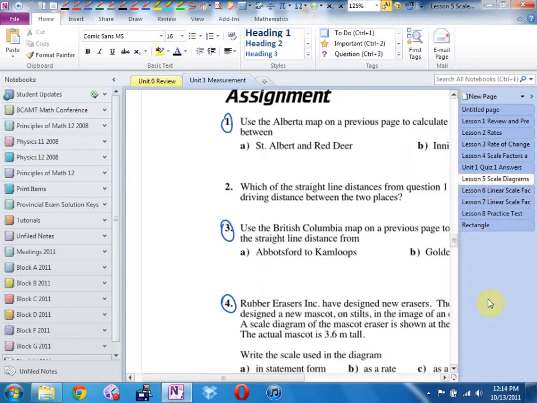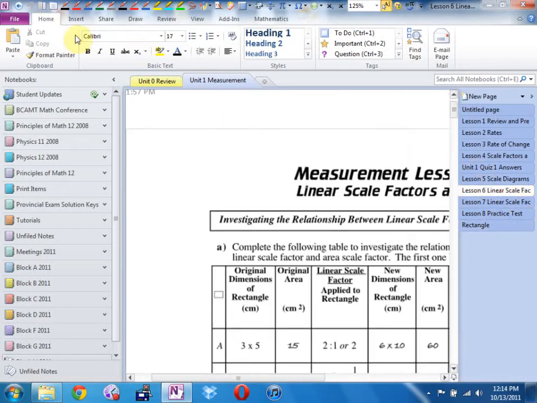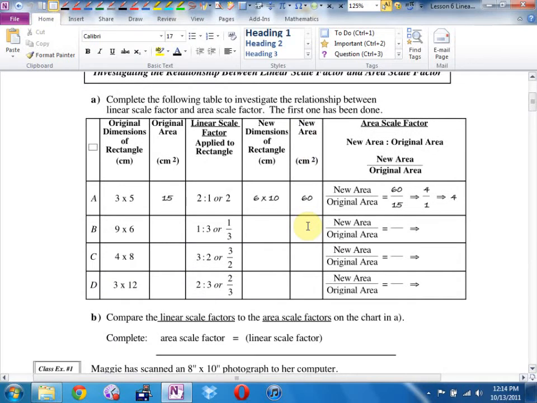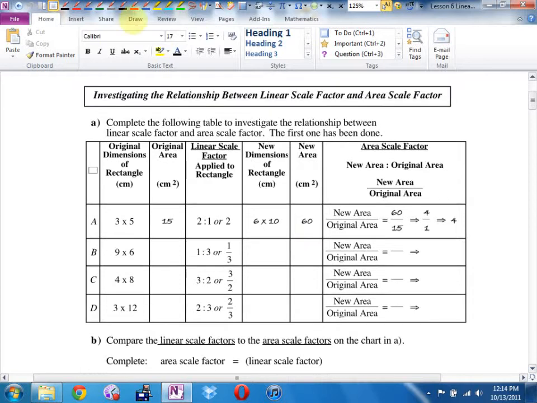It wants us to walk through the same thing here, and we will because it's worth writing down in our notes. But writing it a second time, hopefully it'll make way more sense than doing this cold turkey. They're doing this a little less organized, I think. So it says, what we want to investigate is the relationship between linear scale factor and area scale factor. Here's our table, it says, complete the following table. Our original rectangle is 3 by 5, which has an area of 15.